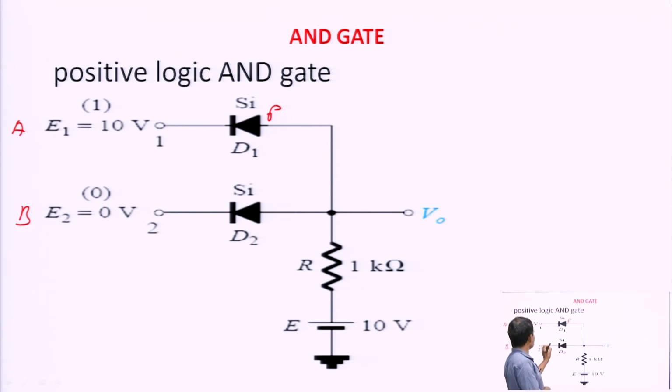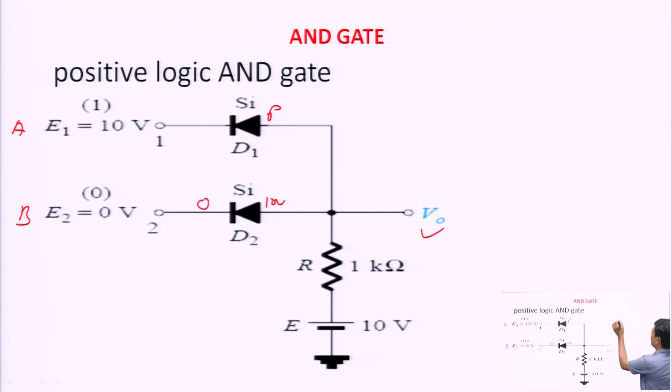Why is it in forward bias? Because N type is at 0 volt and P type is at 10 volt. This becomes forward bias. When this becomes forward bias, what will happen? V naught equal to 0, ideally 0, or practically V naught equal to 0.7 volt. So what will be the truth table here?